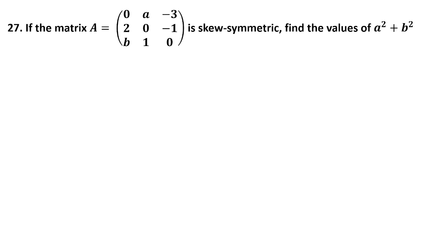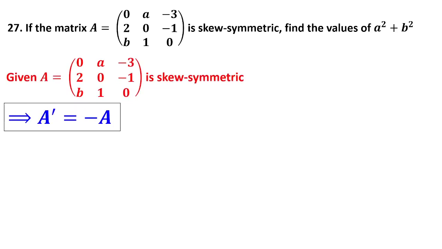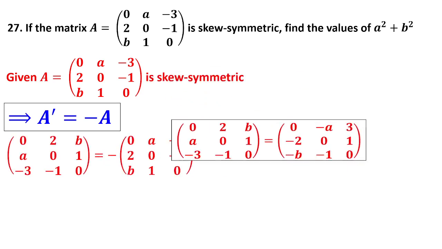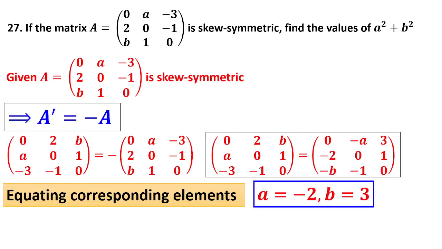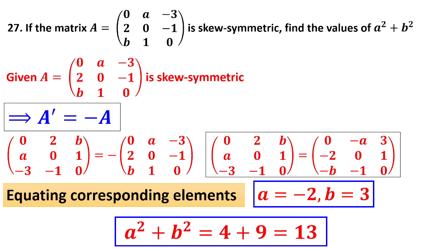If the matrix is skew symmetric, find the value of a square plus b square. What do you mean by skew symmetric? A dash will be equal to minus A. Equate it now. By equating the corresponding terms, you are getting a is equal to minus 2 and b is equal to 3. Therefore, a square plus b square is 4 plus 9, which is equal to 13.